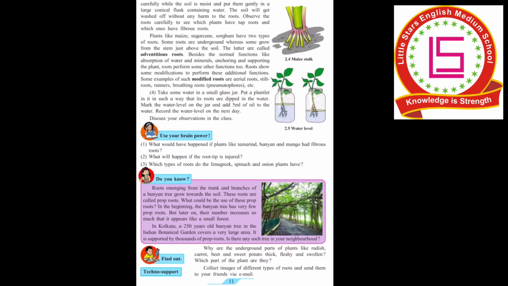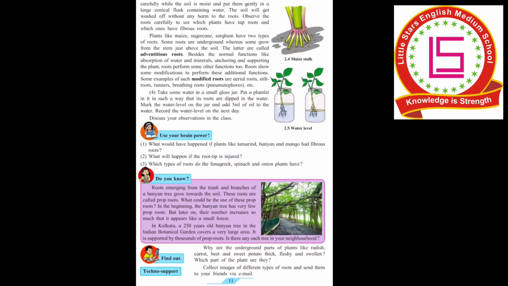Many times we have also seen banyan trees around us, and you can see their prop roots which come from the branches and go towards the soil. Now we'll see the next page.